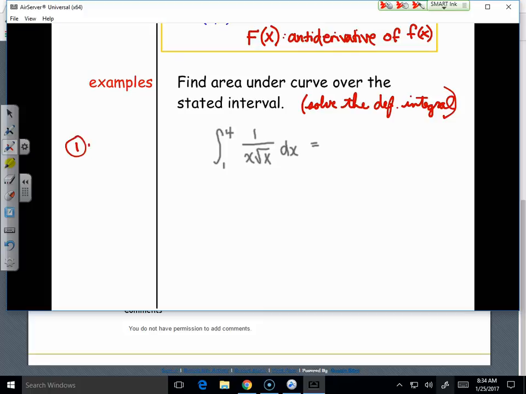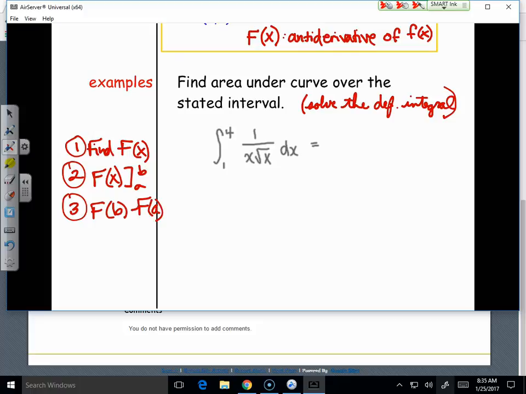We, number 1, find F of x, meaning the antiderivative. Number 2, we take F of x and we say, hey, we got to go from a to b. And then number 3, we actually solve by plugging in b and plugging in a. Okay? So, antiderivative. Don't we want to rewrite this, guys? Okay. Keep the 1 to 4. He's important. We can't forget that. This is going to be x to what power since we're rewriting to solve?